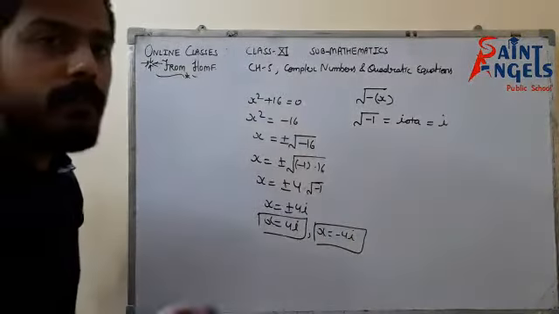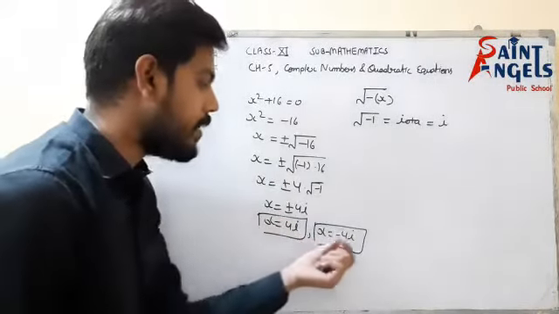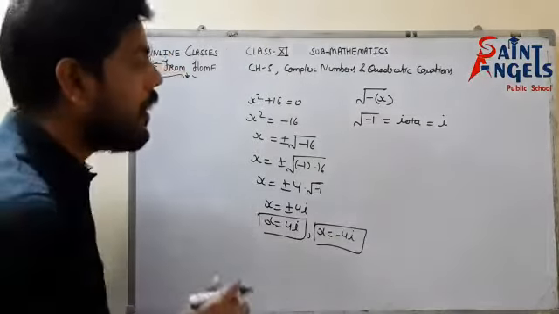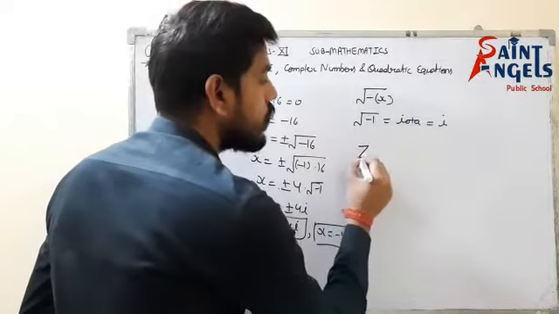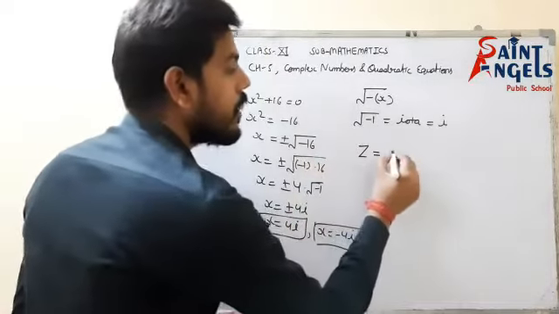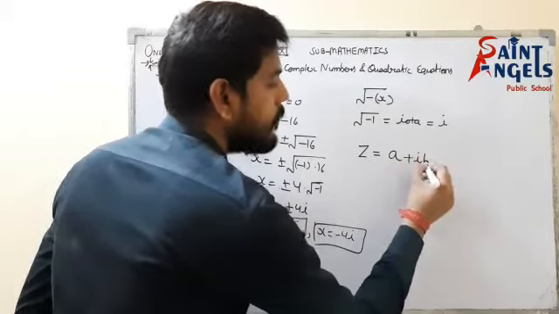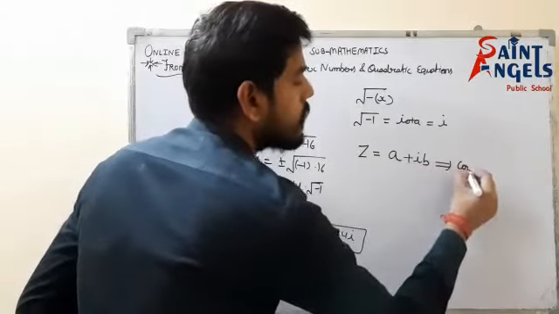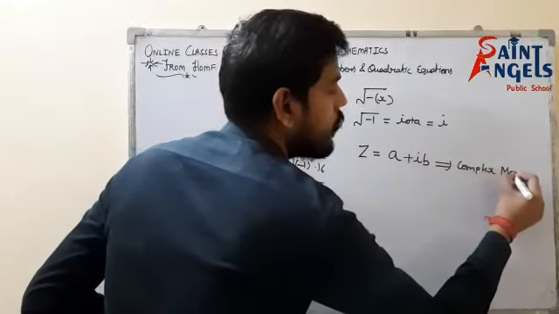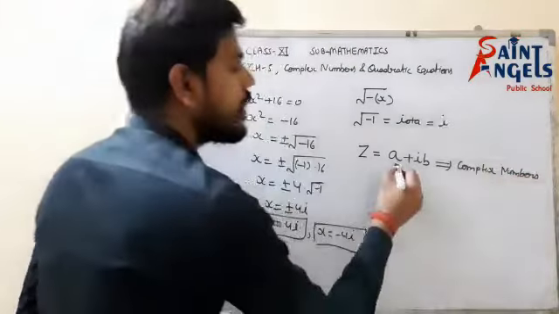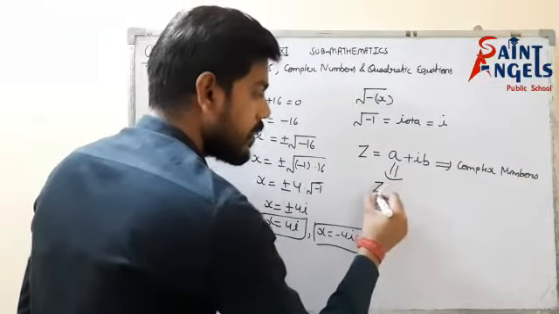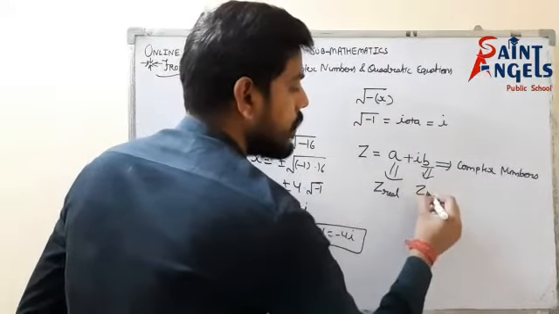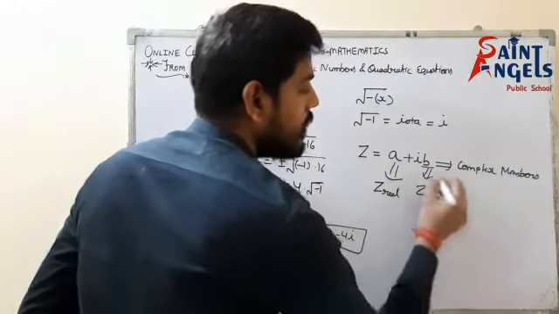Whenever we introduce i, it means we have shifted to the complex numbers. All numbers of the form a plus ib are known as complex numbers. Here a is the real part of z, and b is the imaginary part of z.